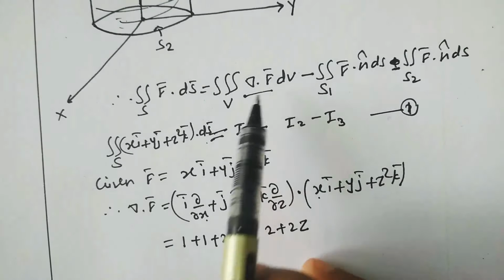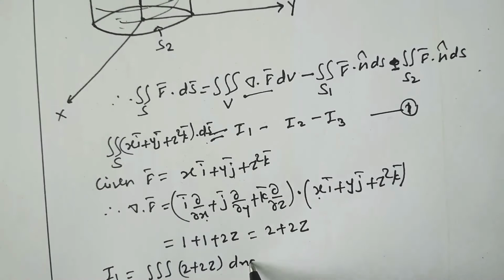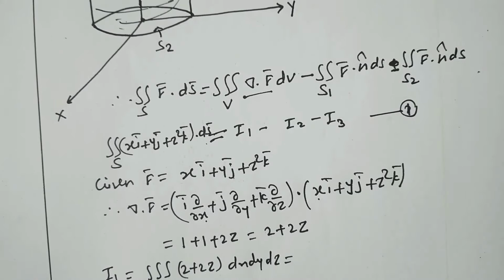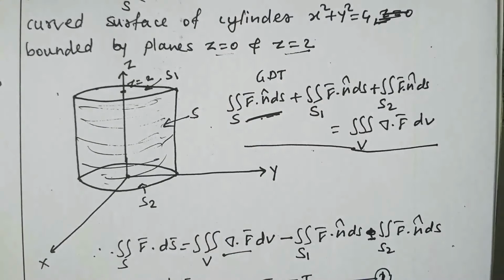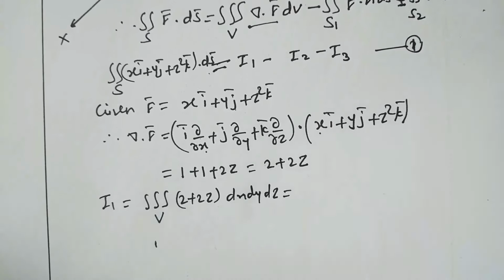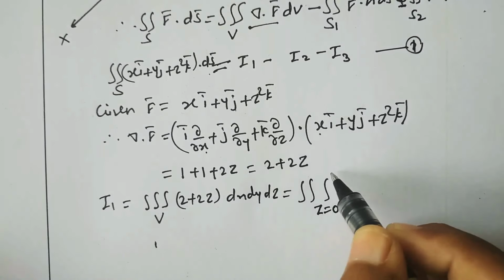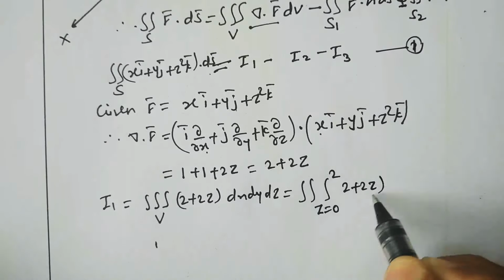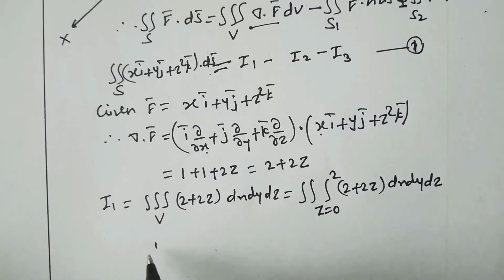When we put this here, I1 becomes triple integration over V of del dot F bar, which is 2 plus 2z, into dV. dV can be written as dx dy dz. Out of that, limits of z are given. z varies from 0 to 2, so we can put the limits of z here. We will get double integration as it is, third integration z varies from 0 to 2, of 2 plus 2z dx dy dz.